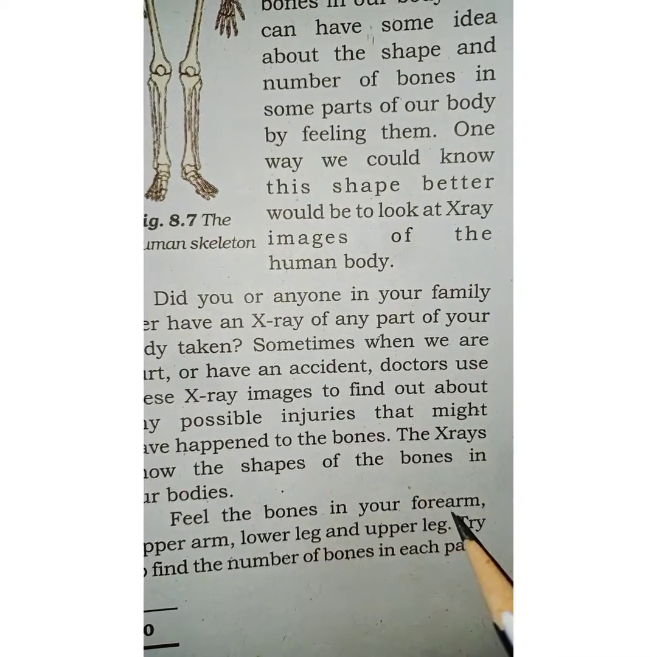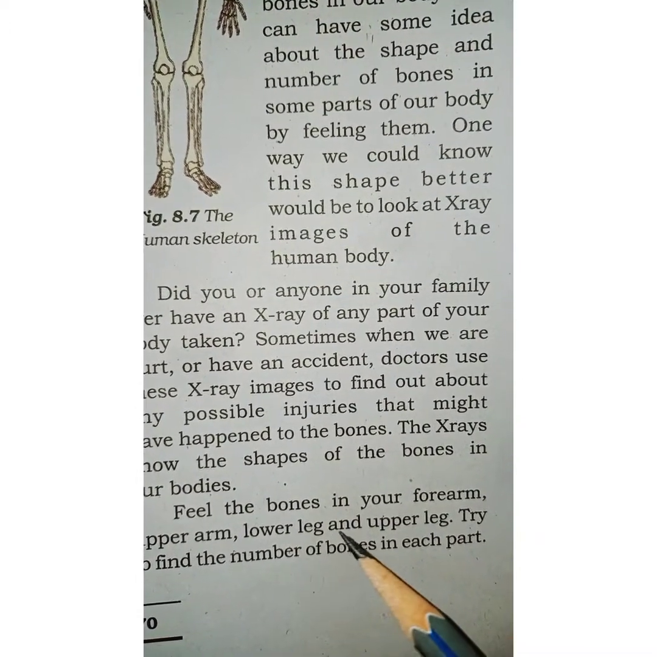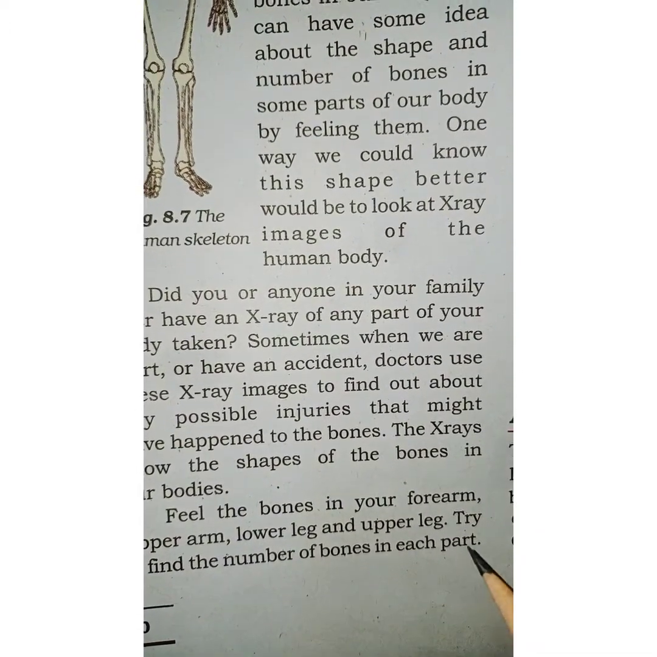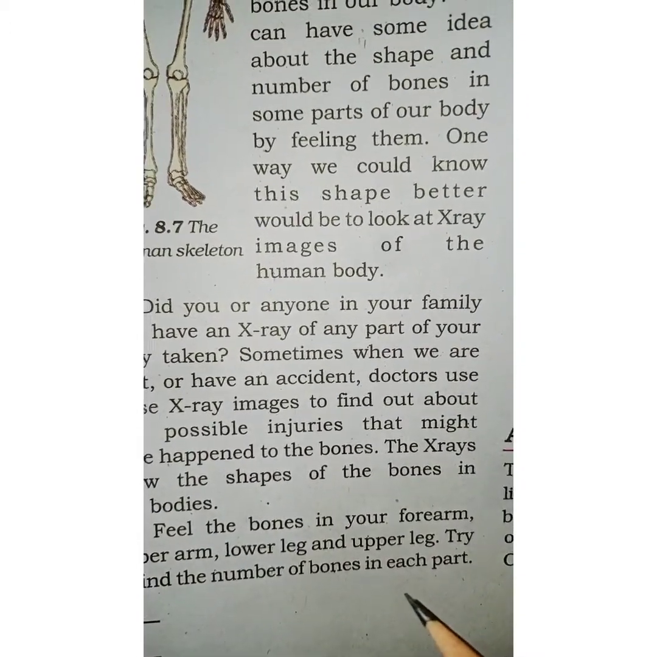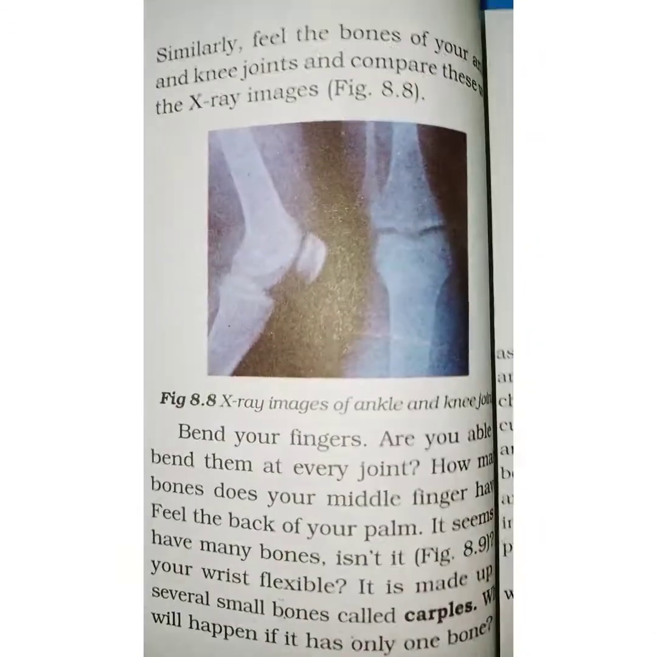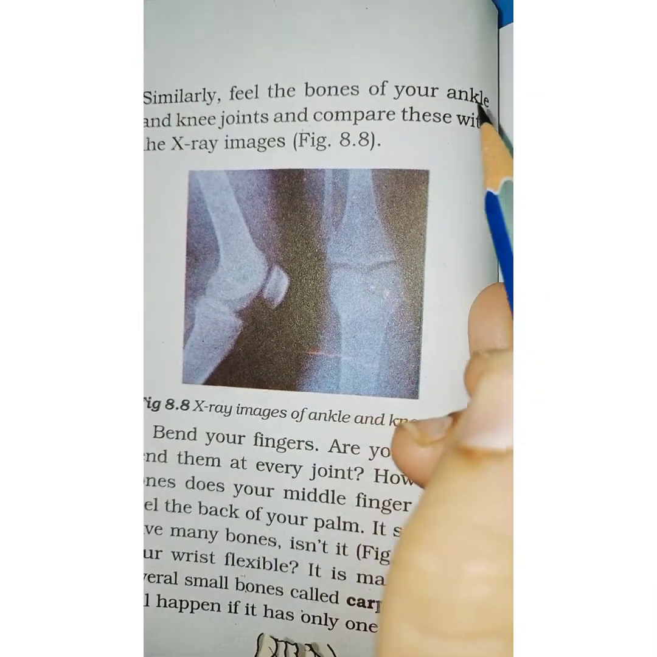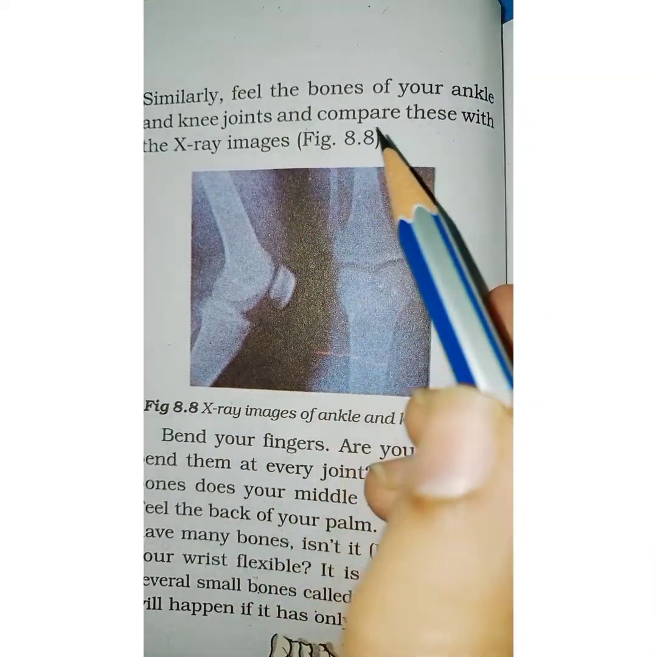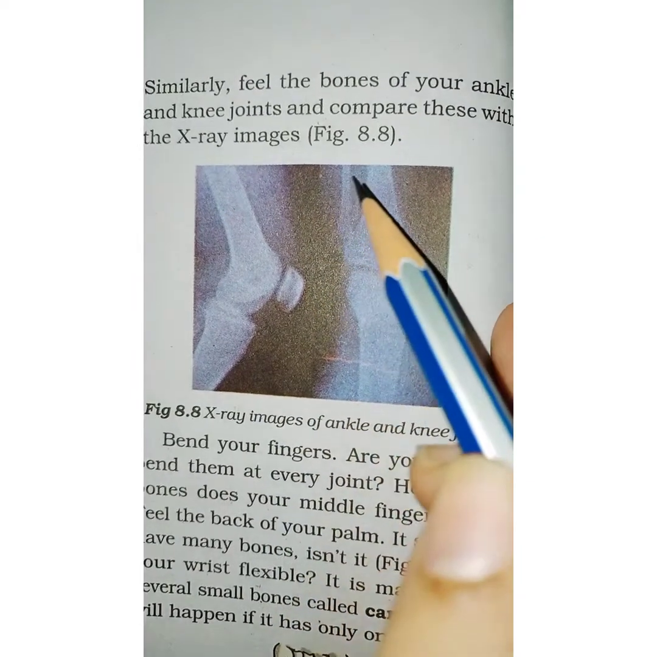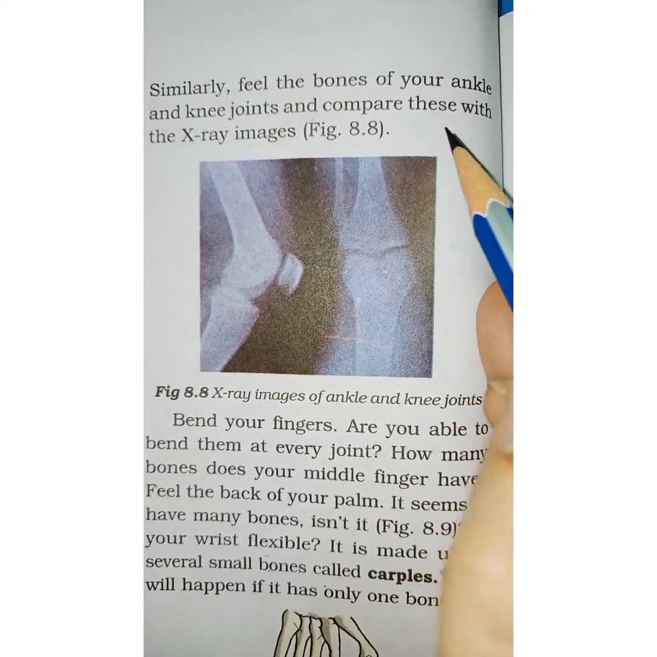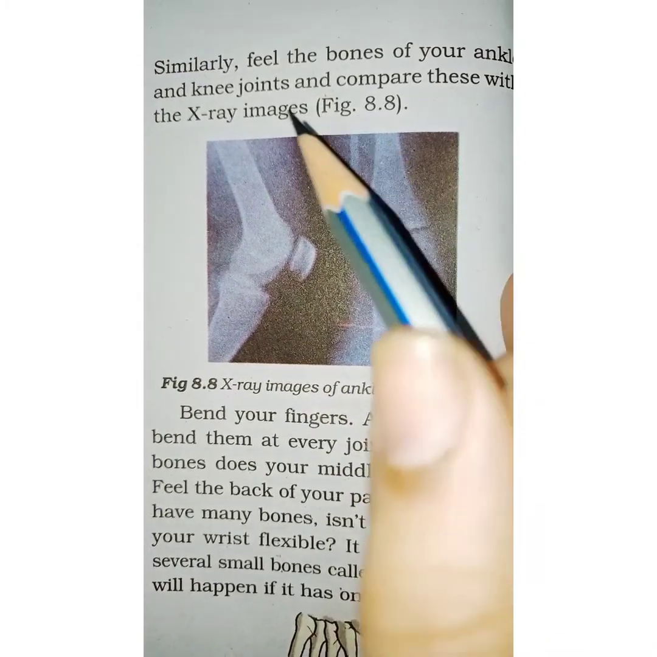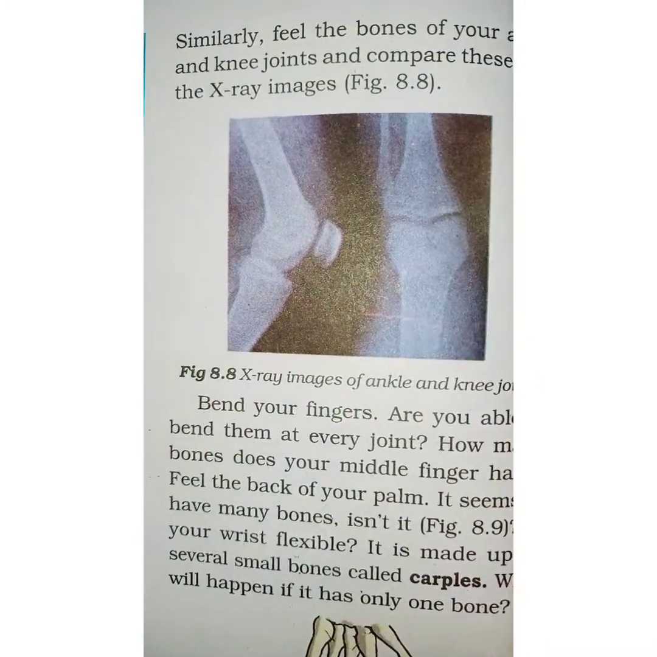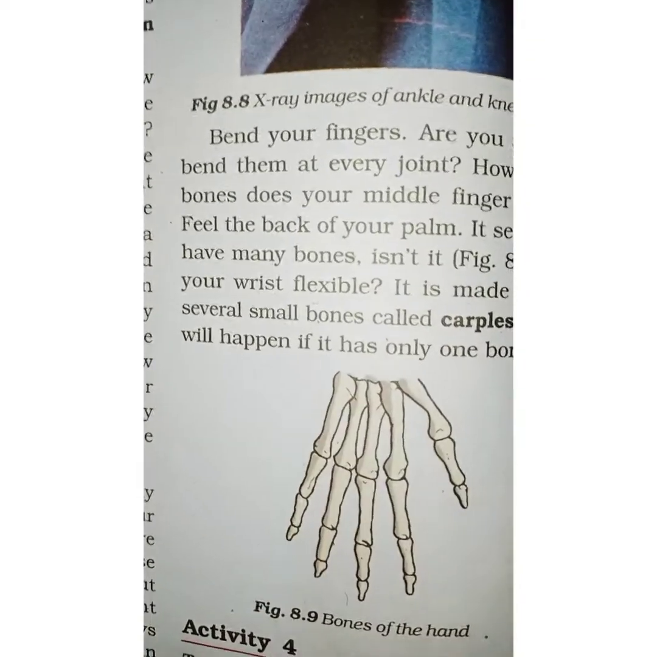Feel the bones in your forearms, upper arms, lower legs and upper legs. You can feel these bones. Try to find out the number of bones in each part. Similarly, feel the bones of your ankle and knee joints and compare these with the X-ray images. So here we can imagine, see and feel our bones at the ankle and the knee and compare them with the X-ray images.